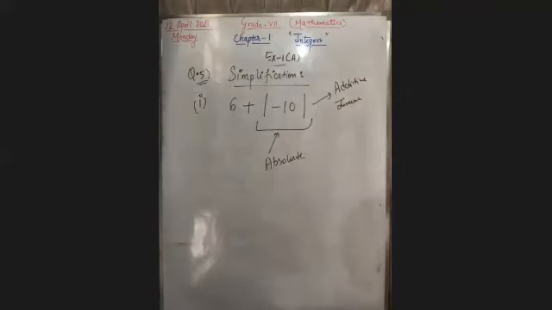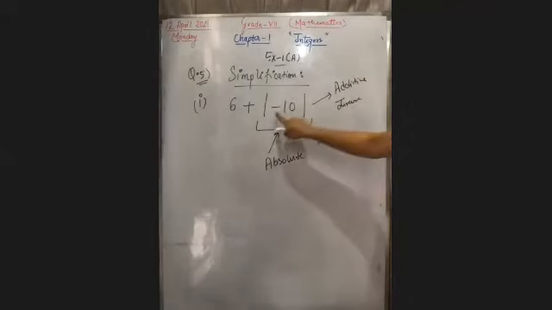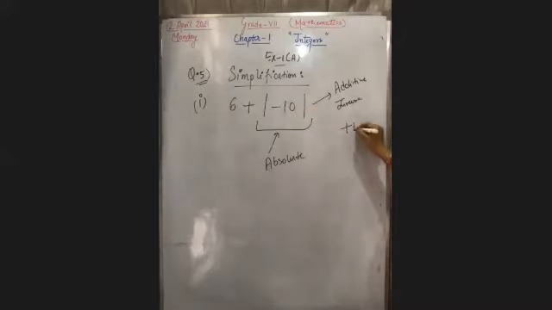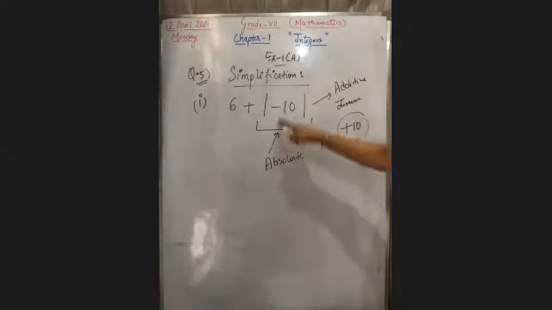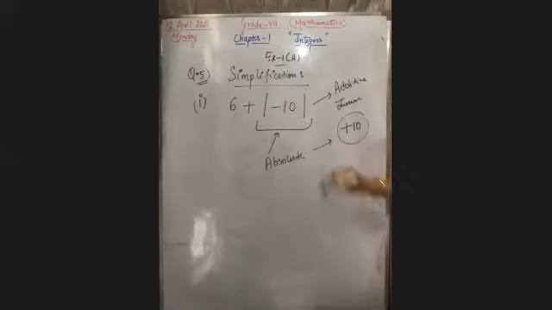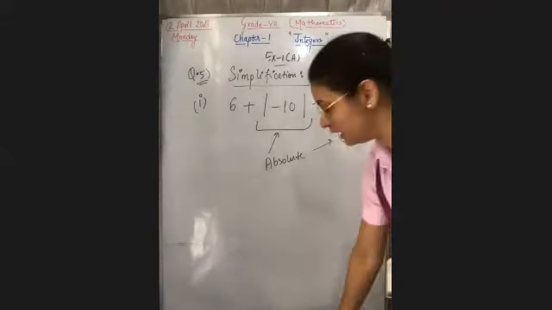Additive inverse. This bracket stands for these two values. The additive inverse of minus 10 will be plus 10, and the absolute value of minus 10 will also be plus 10. So we can mention it either way.